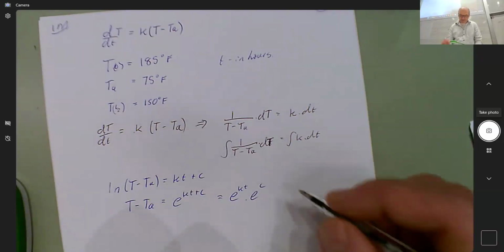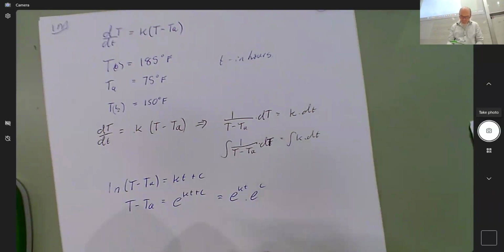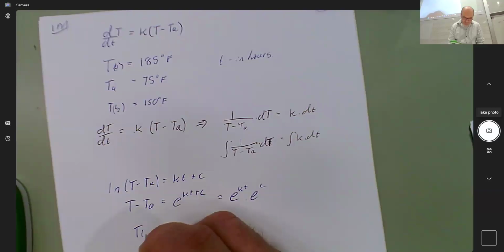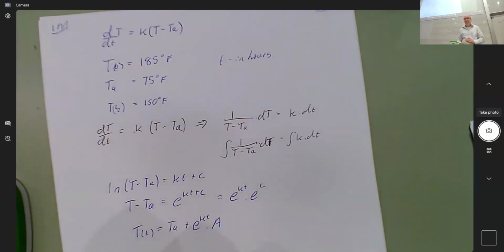And so it's kind of tradition to go, well, so I'm going to go T as a function of t is equal to T_A plus e to the kt times, I'm going to call that e to the c, some other number. All right, e to the c is a constant. I'm going to call it that. And then I'm going to go, but I know something.